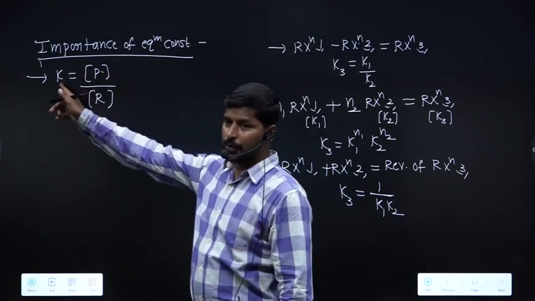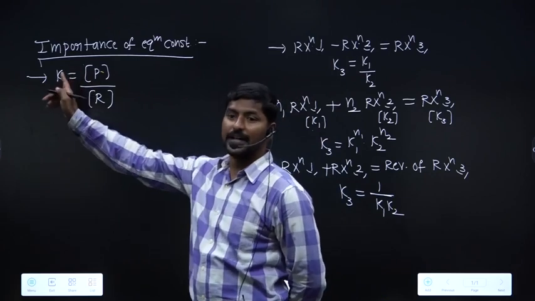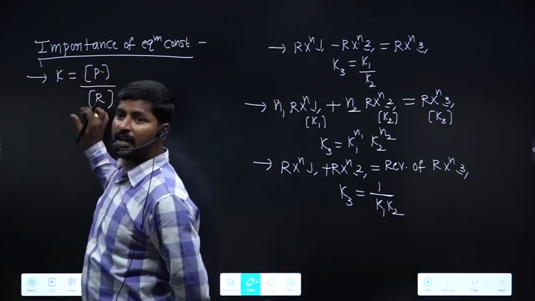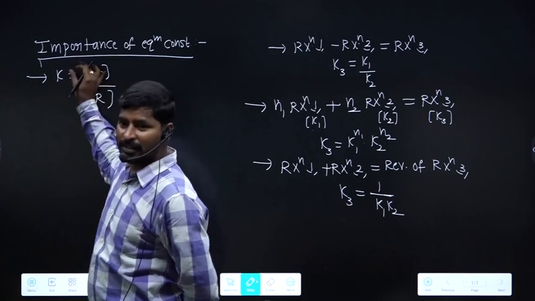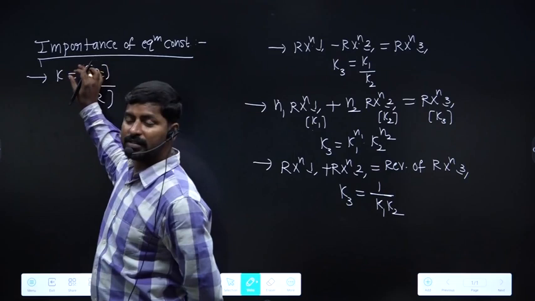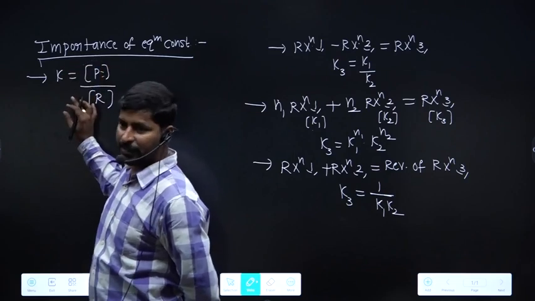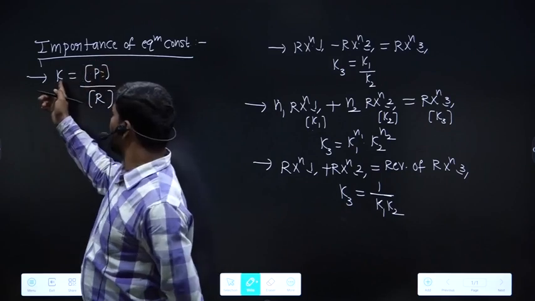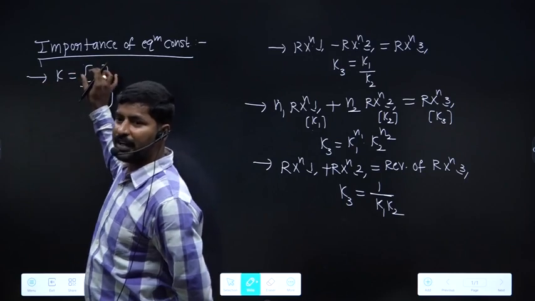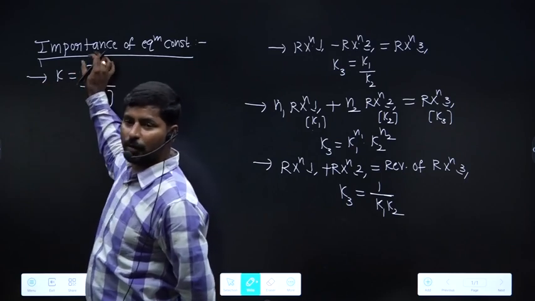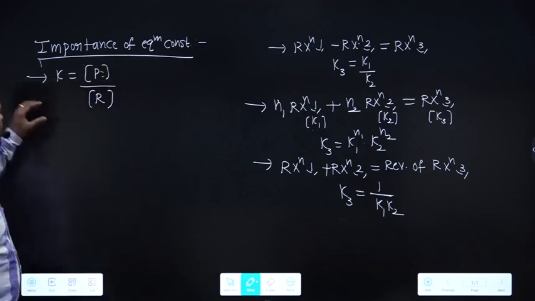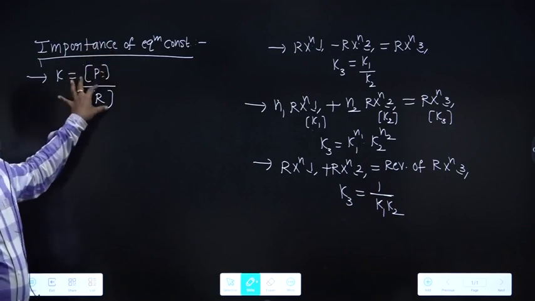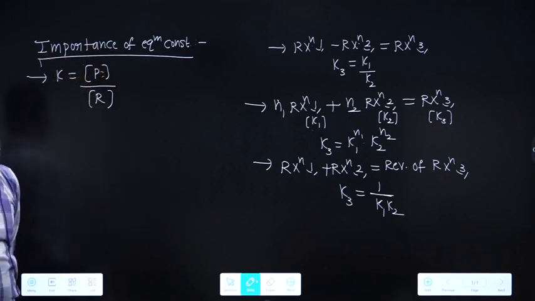If you know the K value, if K value is very high, that indicates that product concentrations are high. That means products are dominating over reactants, and the reaction proceeds in the forward direction. If K value is very low, that indicates that reactant concentrations dominate over product concentrations. So based on K value we can say whether product concentration is dominating or reactant concentration is dominating during a reaction.